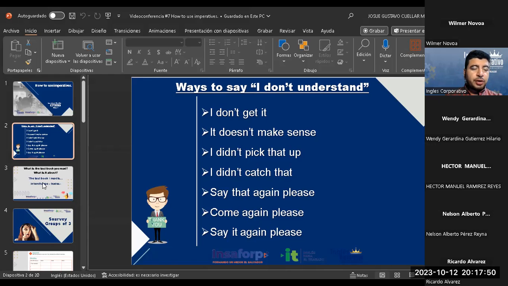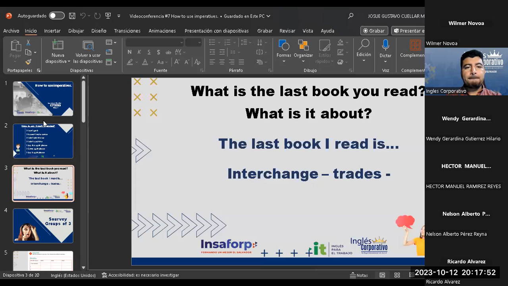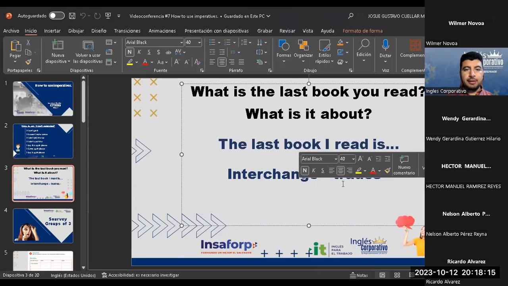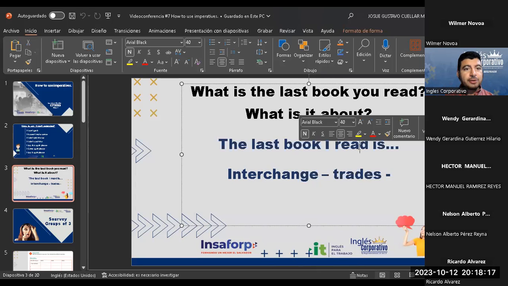So, we're going to go to this. Okay, look. What is the last book you read? ¿Cuál es el último libro que tú leíste? What is it about? ¿De qué se trata? You can say this. The last book I read, fíjense bien, la palabra read es en presente. Read significa leer, pero en pasado se dice read como el color rojo, pero se escribe igual. Ese verbo es extraño.